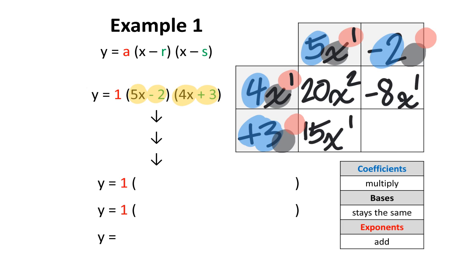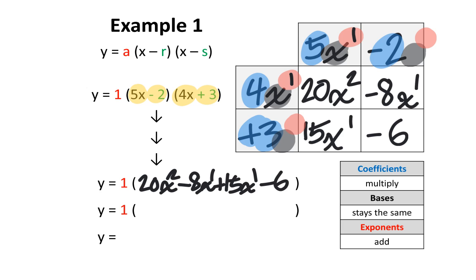We're going to repeat this process one last time when multiplying this term with this term and writing the answer in this empty box. This should be pretty straightforward since you have +3 multiplied by -2. And that is going to give you -6. I'm now going to take these 4 terms and place them in this bracket. I'm going to rewrite 20x to the power of 2, -8x to the power of 1, positive 15x to the power of 1. You'll notice I added a plus sign in there, and then negative 6.